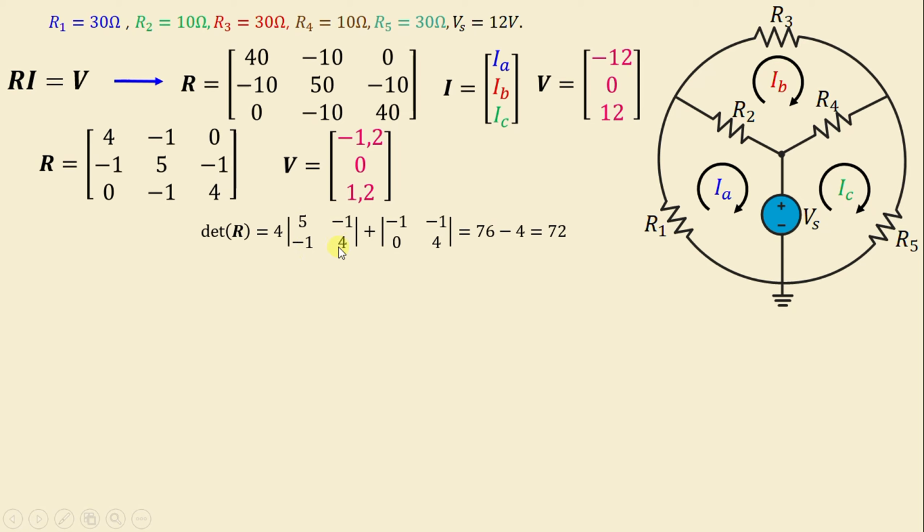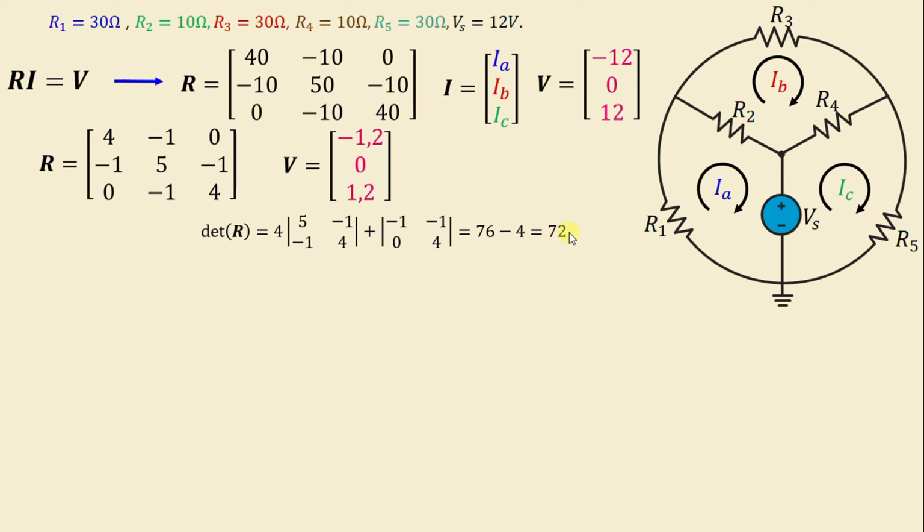5 multiplying by 4, that's 20, minus negative 1 multiplying by negative 1, all multiplying by 4 is equal to 76, and we have minus 1 multiplying by 4, minus 0 multiplying by negative 1, we have negative 4. 76 minus 4 is equal to 72.